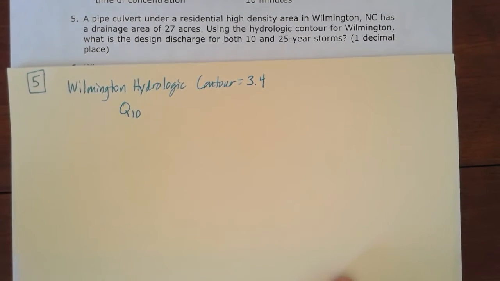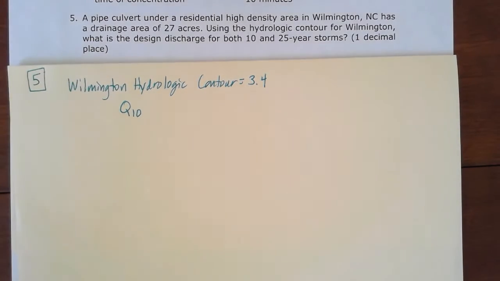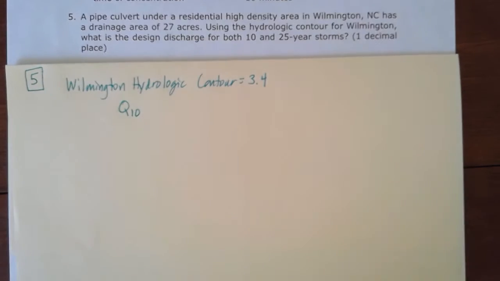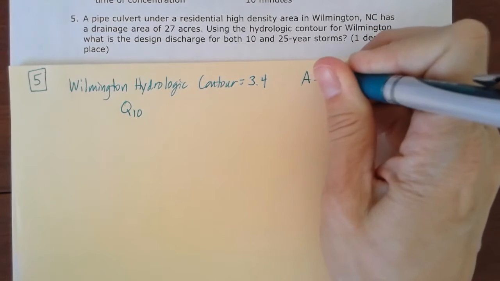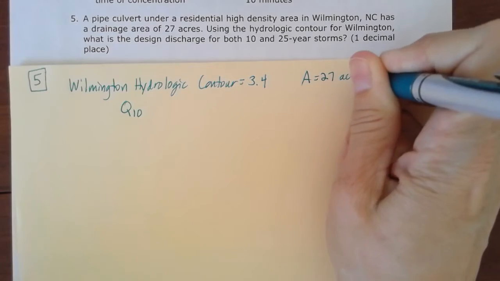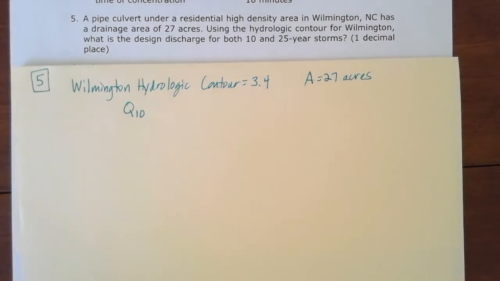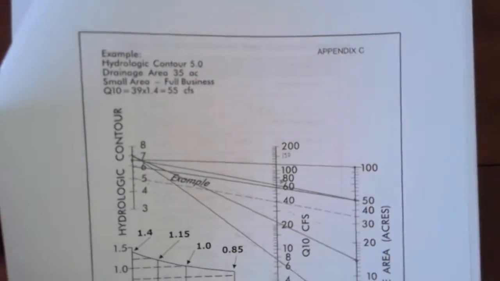But remember, once we've got that contour, then we turn the page to the next chart, to that highway drainage chart. Use the Urbanoma graph, and we're going to connect those lines. So from the 3.4, and then our drainage area is 27 acres. It was given to us, 27 acres. So we're going to try to connect that 3.4 and 27 and see what kind of Q10 we get in the middle there.